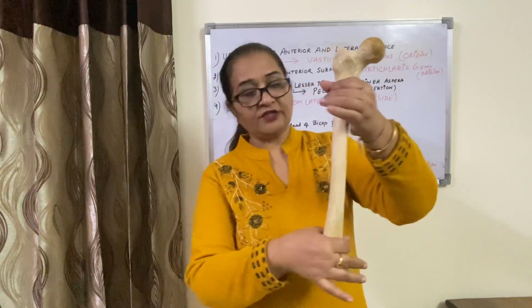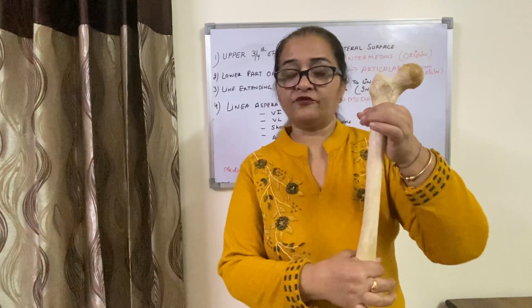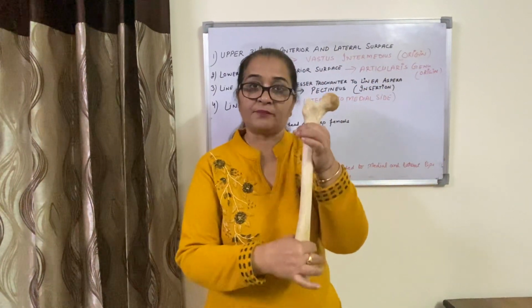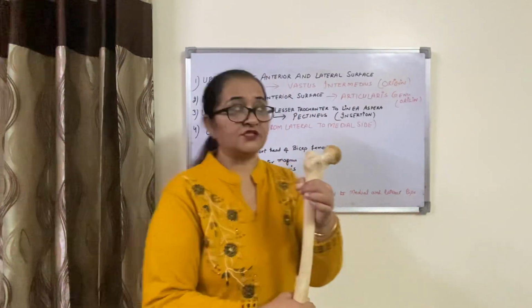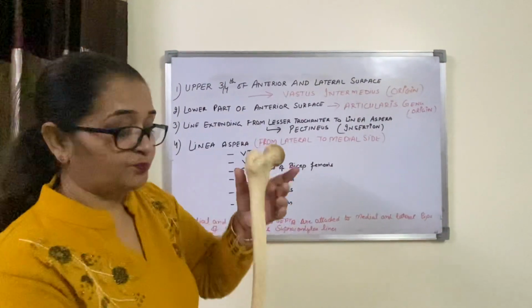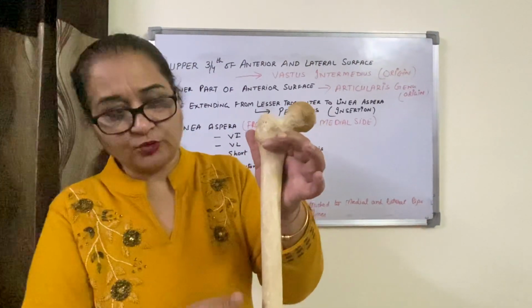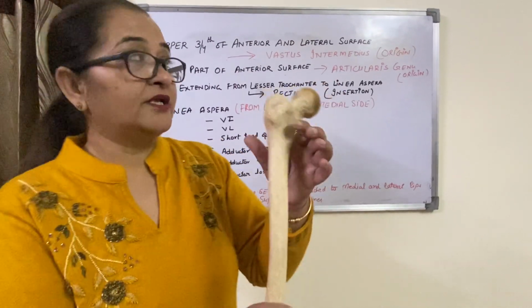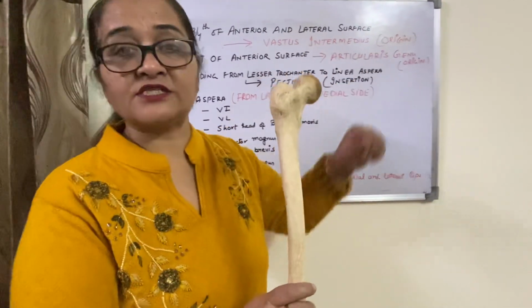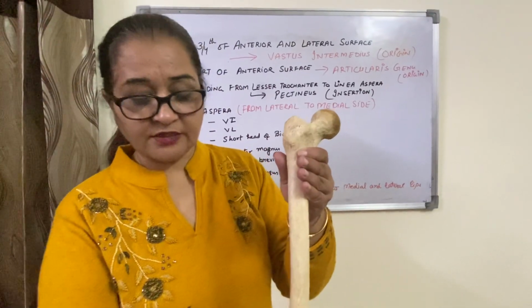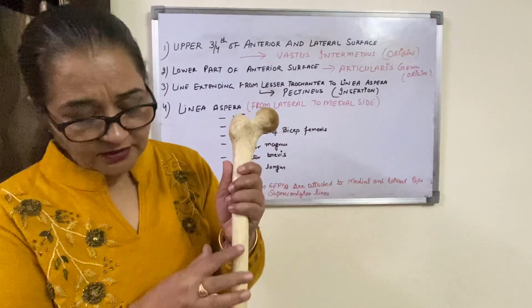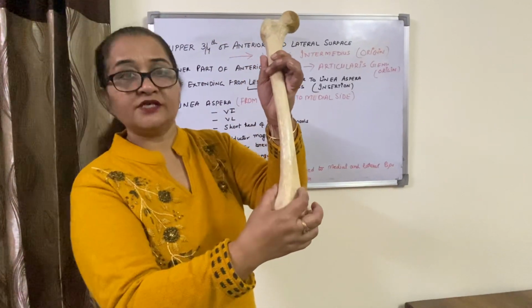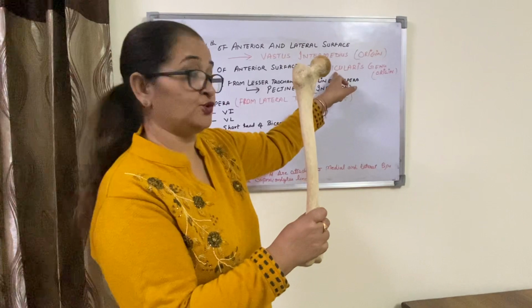Now what we are left with is the attachments on the shaft. For your convenience, I have written the things on the board. So the important structures related to the shaft: first, the upper 3/4 portion of the anterior and lateral surface of the shaft is giving origin to the fibers of vastus intermedius. So vastus intermedius is attached over here, and the lower part of the anterior surface is giving attachment to the articularis genu muscle.